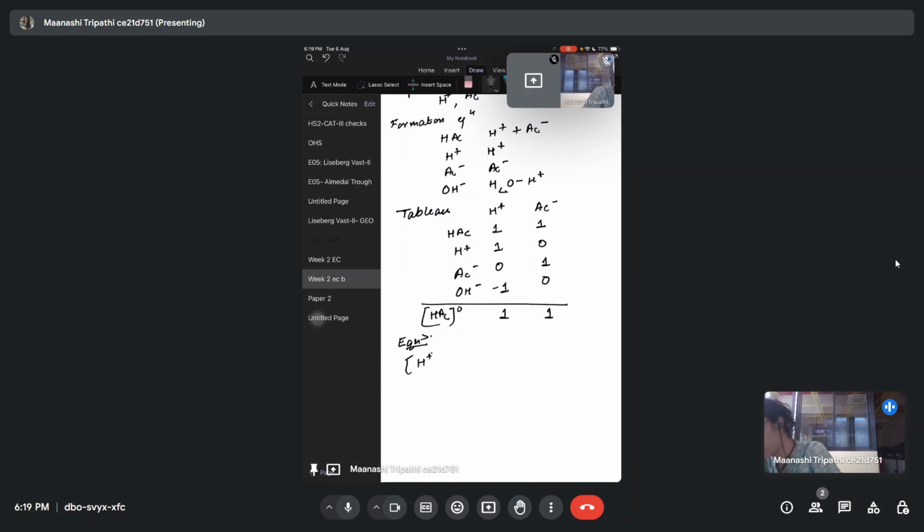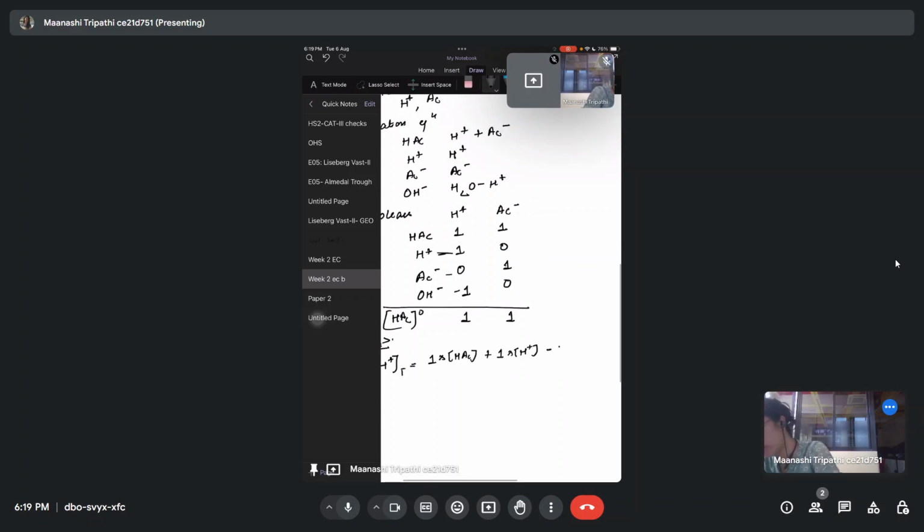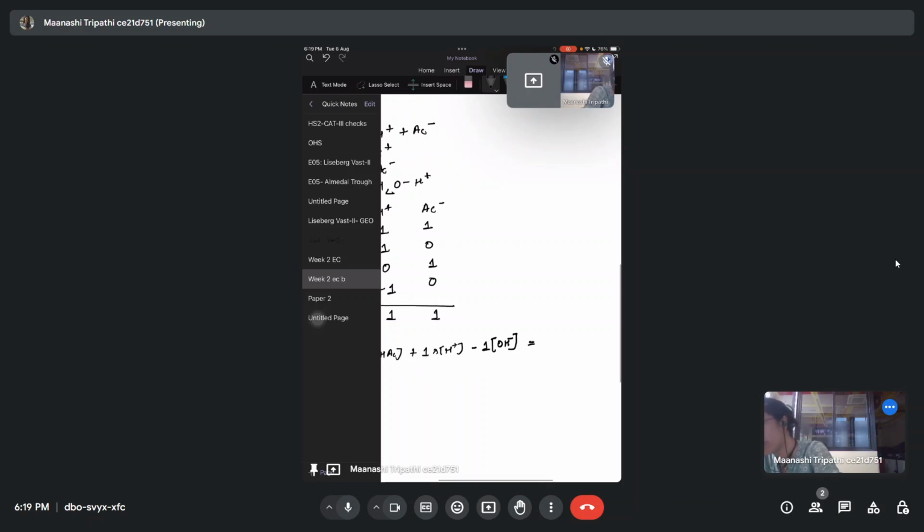For preparation of H plus total, 1 into HAC. Now this 1 into H plus, AC is 0 and OH is minus 1. Minus 1 into OH negative. And what is the recipe? HAC not.